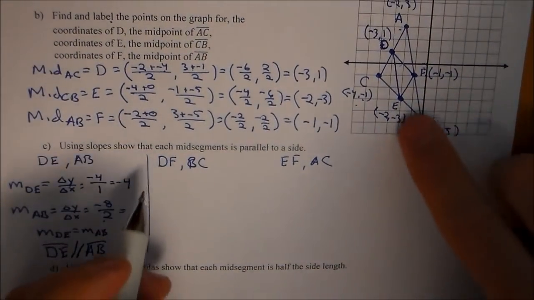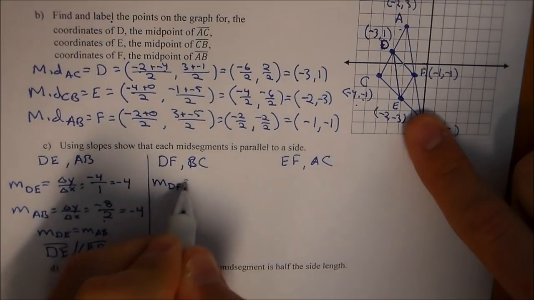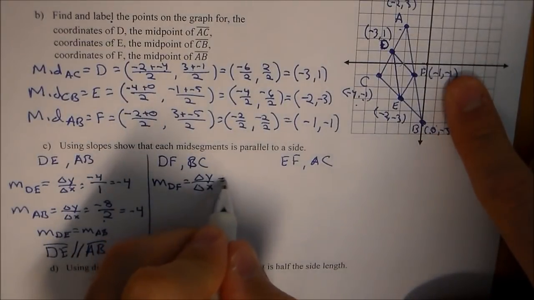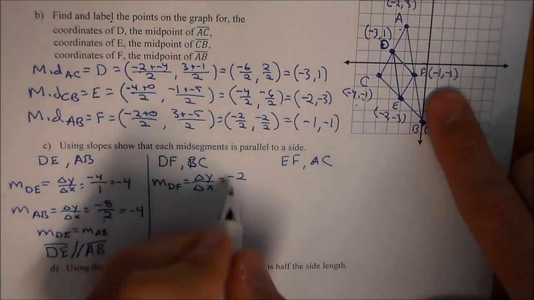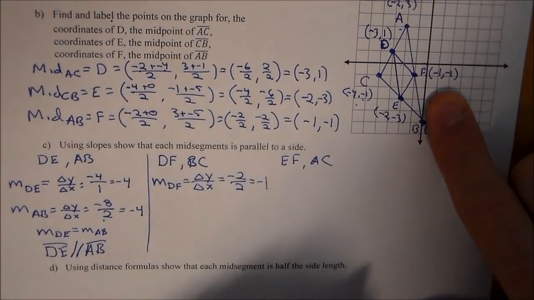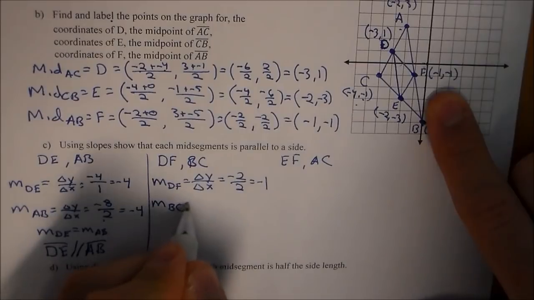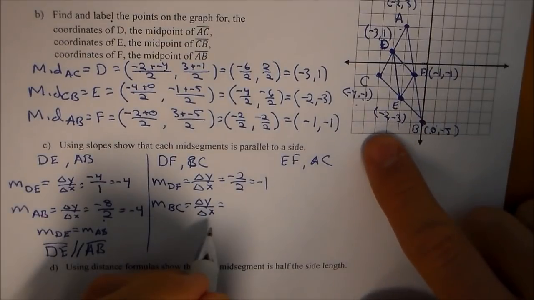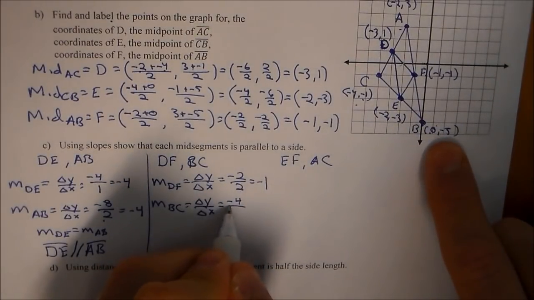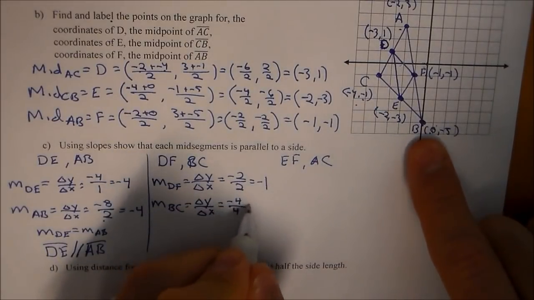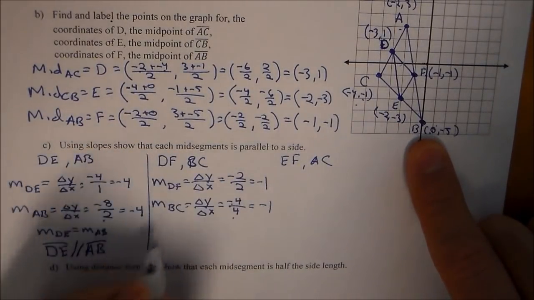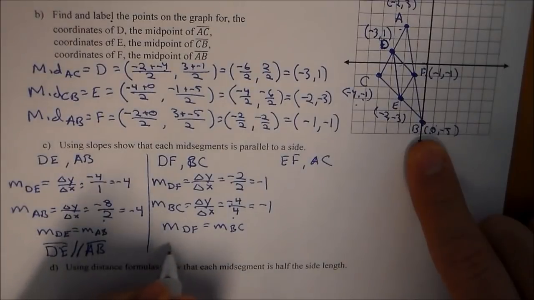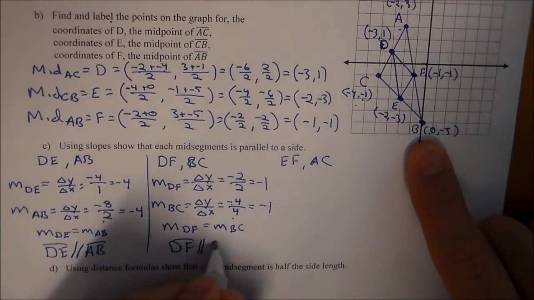Next, DF and BC. So the slope of DF, it's change in y over change in x. D to F. I went from 1 to negative 1, so that went down 2. I went from negative 3 to 1, that went over 2, gives me a slope of negative 1. The slope of BC, change in y over change in x. We went down from negative 1 to negative 5, so down 4. We went from negative 4 to 0, over 4. Negative 4 over 4 is negative 1. So the slope of DF is equal to the slope of BC. So we'd say that DF is parallel to BC.